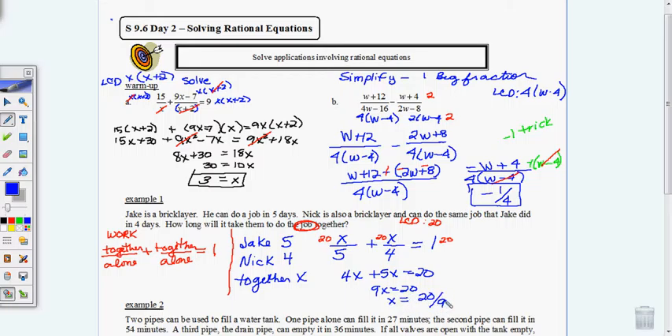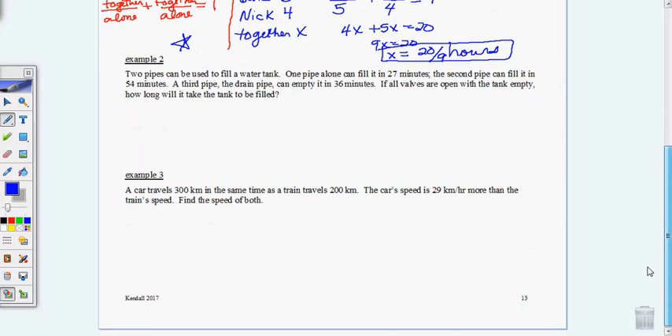Now think about it. That's a little bit over 2 days, and that would be my solution. Okay, so you need to know this formula. I'm not going to give that to you on a test. You need to know together over alone equals one job being done.